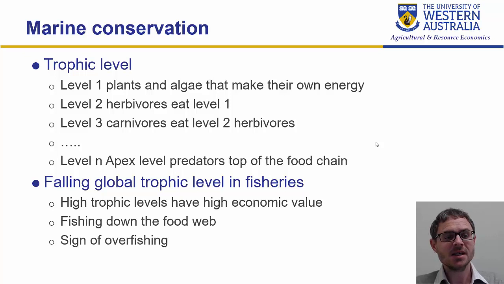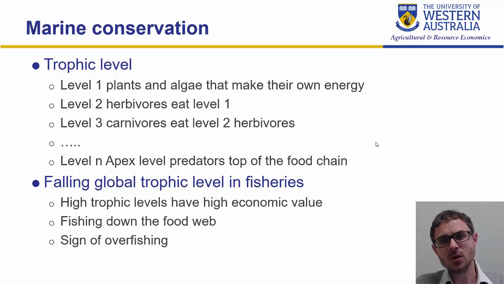Now there's some idea that the high trophic levels have high economic value. So one way to measure the state of a fishery or an area is to see how much of the high trophic level stuff has been taken out of the system. That could be taken as a sign that the system is under pressure, or a sign of overfishing.